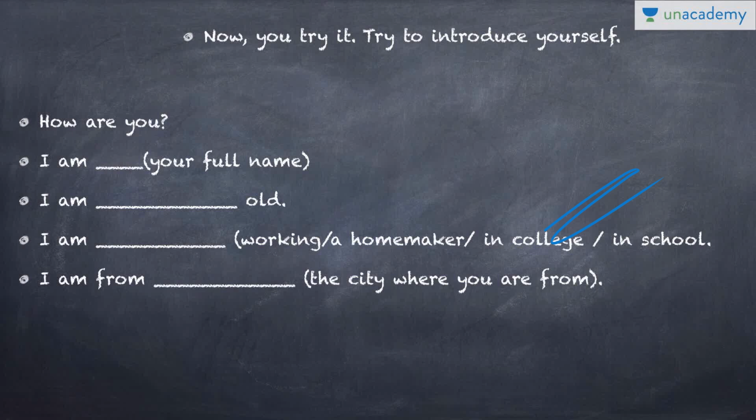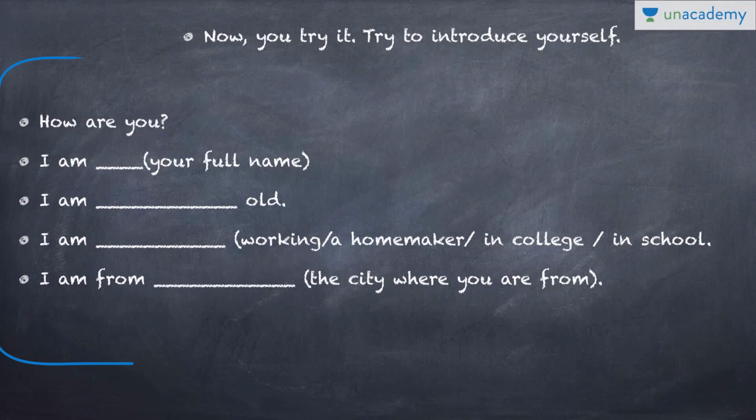So you can say whatever it is. You can say I am working. If you go to an office, you can say I am working. If you stay at home like Jack Jolly's mother, then you can say I am a homemaker, right? If you're studying in college, you can say I am in college. Or if you're still in school, you can say I am in school. So I am, and whichever of these four options you are, you can add to that. I am from, and the city where you are from, that is your native place, or the city where you were born and you belong to, right? In their case it was Mumbai or Delhi. So I want you to think of these details about yourself, put them over here, and then speak them out loud so that you get a practice of introducing yourself.